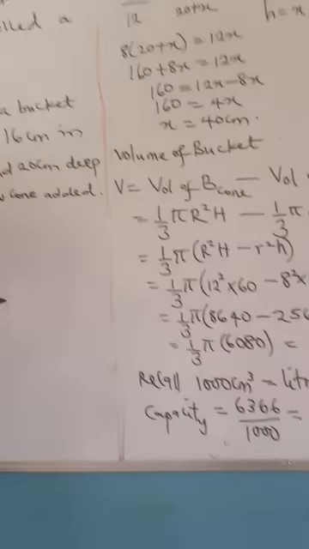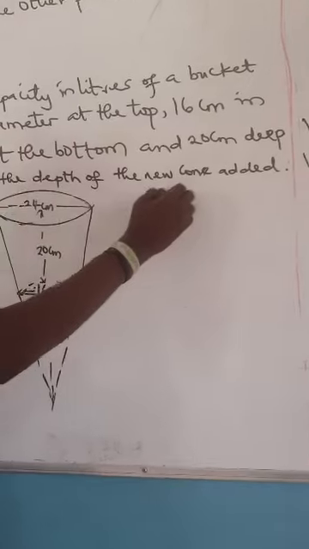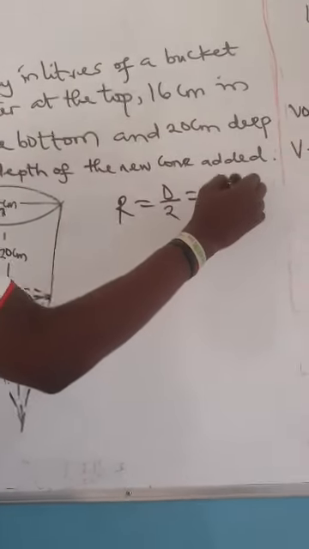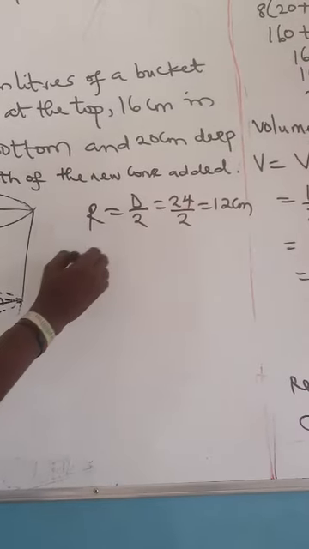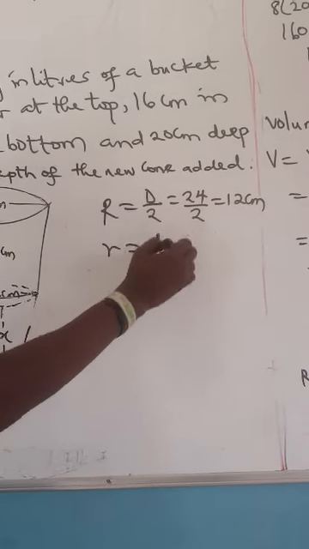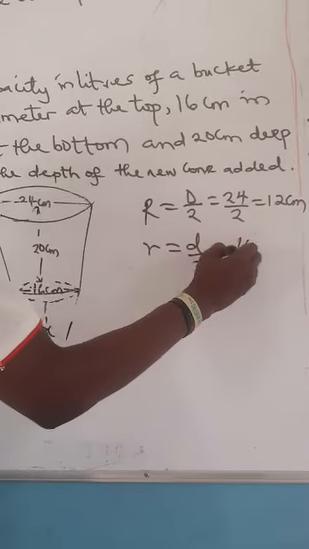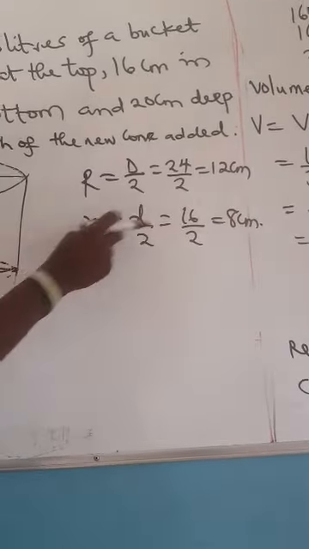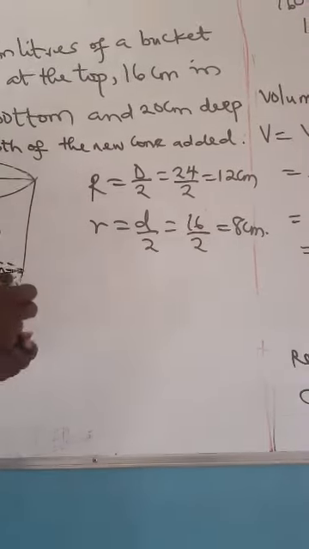Please, you can equally add this to your note, that the diameter over 2, that gives you 24 divided by 2, that is 12 centimeter. Then this one is equal to diameter over 2, we got 16 divided by 2 equals 8 centimeter. That's how we got the small radius and the big radius.